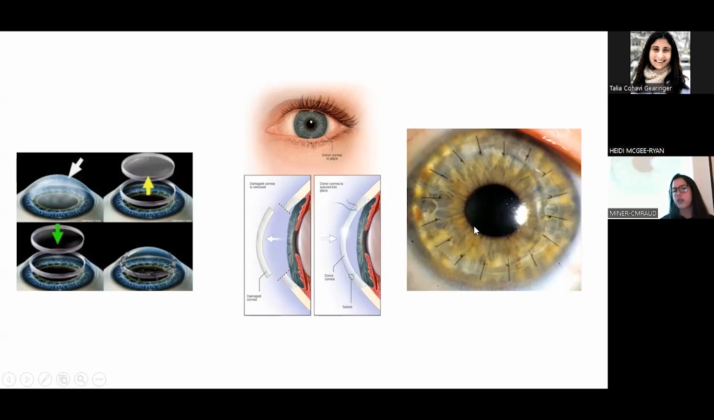And you can see here in this image how we place these individual radial sutures all along the transplant. And all of this can produce astigmatism, and then the sutures need to be removed little by little as time goes by.